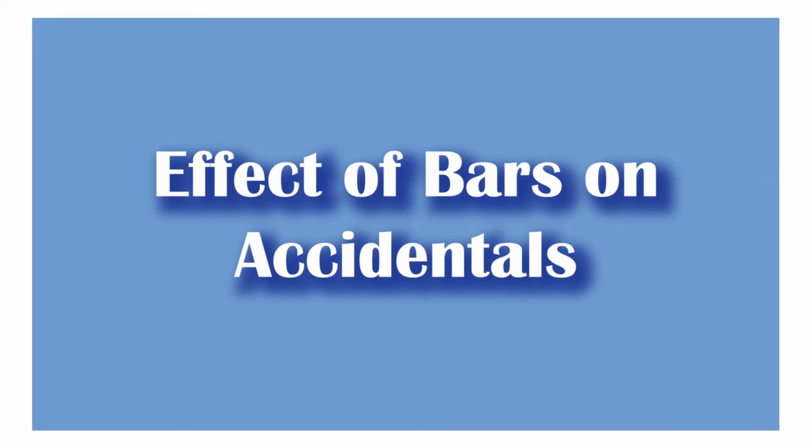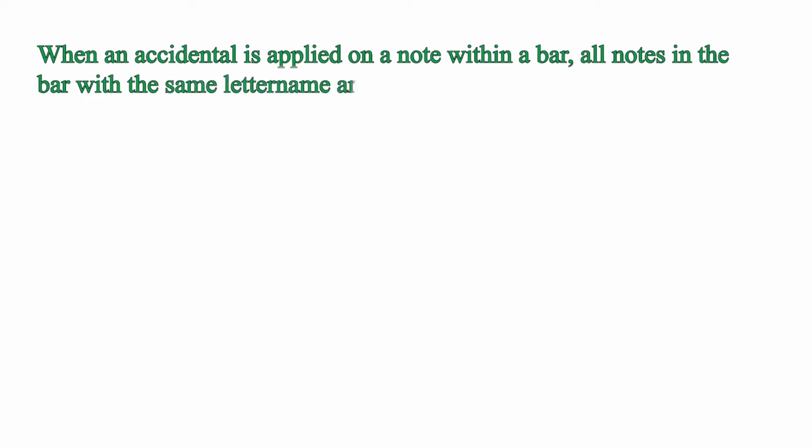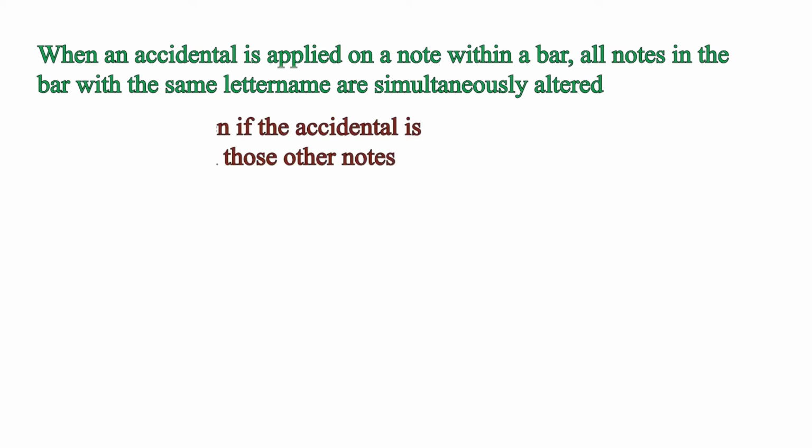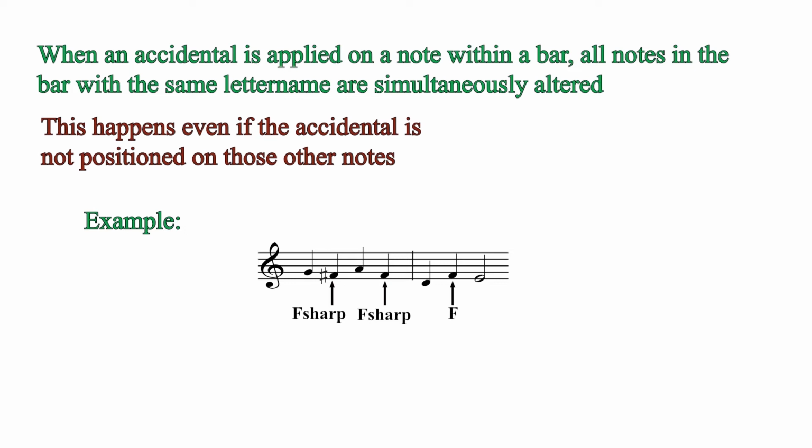Effect of bars on accidentals. When an accidental is applied on a note within a bar, all notes in the bar with the same letter names are simultaneously altered. This happens even if the accidental is not positioned on those other notes. In the example shown, the second F in the first bar continues to be F sharp even though there is no accidental on it. In the second bar, the F note automatically becomes F natural because the new bar cancels the effect of the accidental.